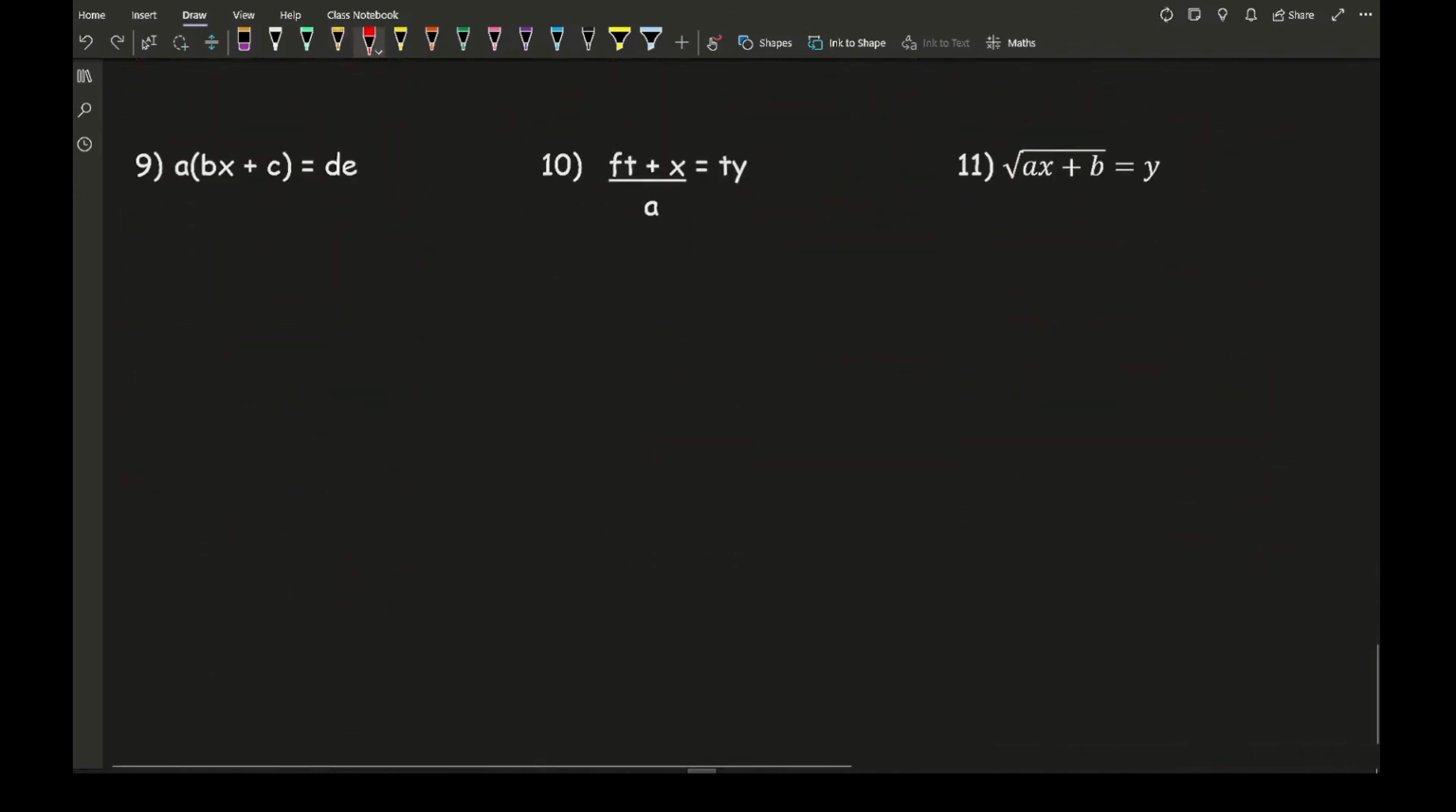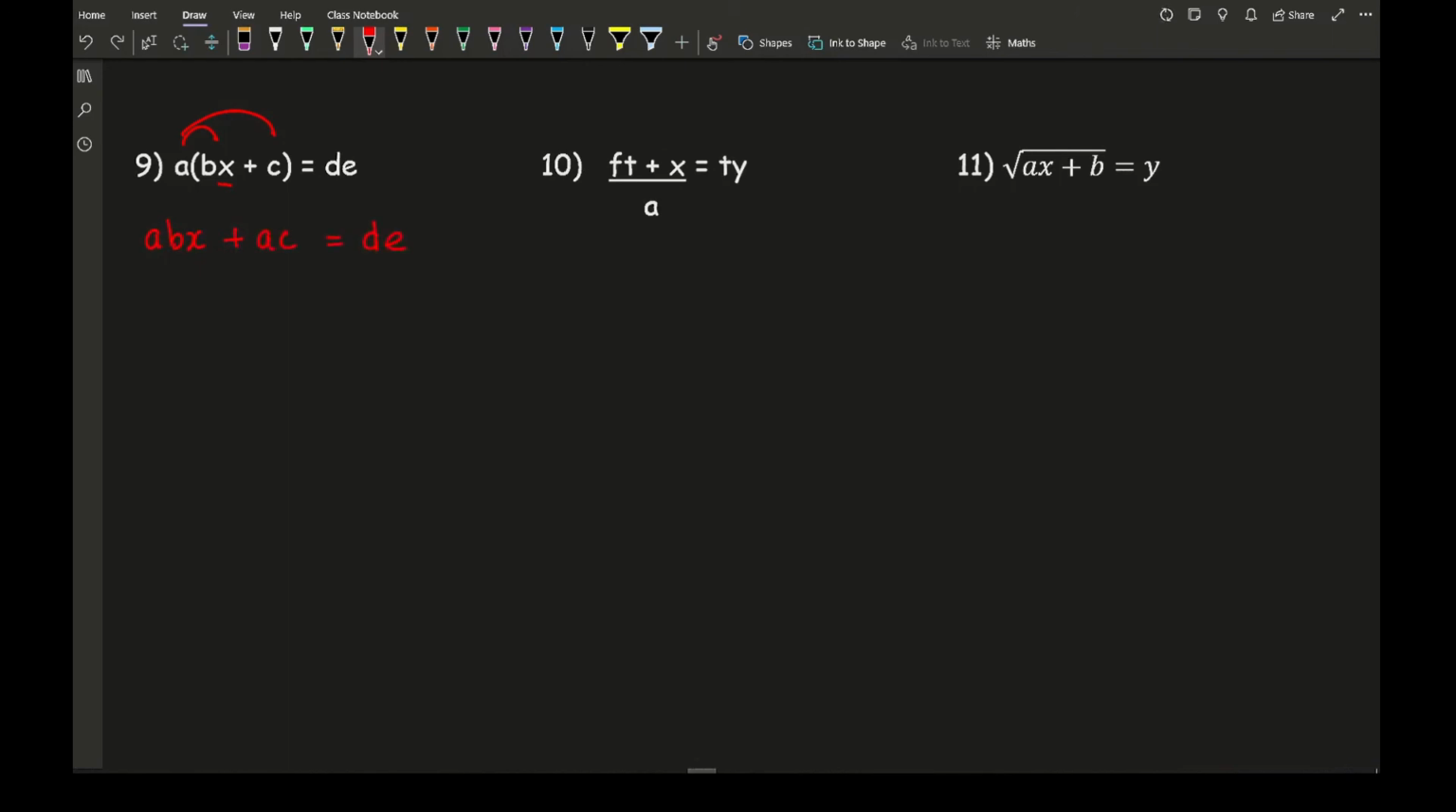So for this one here, we've got brackets. So again, it's entirely up to you whether to expand the brackets or not. Now, personally speaking, I would say that your final answer will generally look a lot nicer if you do expand the brackets, but it's not essential. So here I want to get x by itself. So I've got to get rid of the a, the b, and the c. So if I expand the brackets out, what I end up with is abx plus ac equals de.